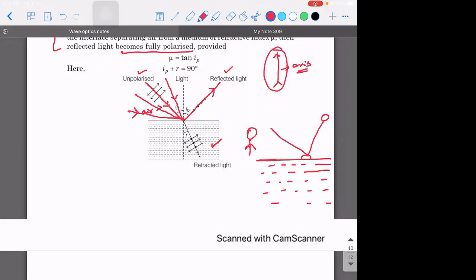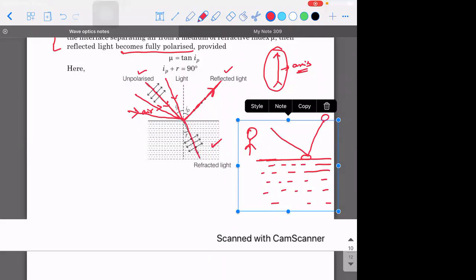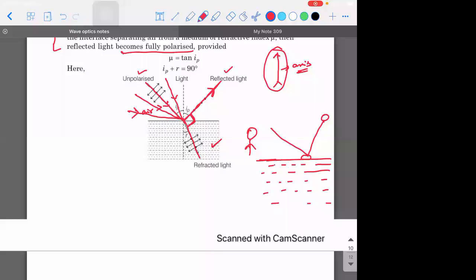Yes. Okay. And one more thing, when this is getting completely polarized, the reflected light and the refracted light will be perpendicular to each other. So make a note of this point also. The reflected light and the refracted light are perpendicular to each other.